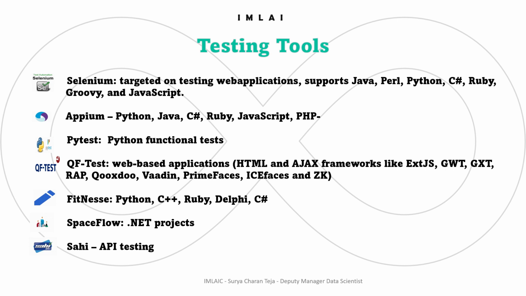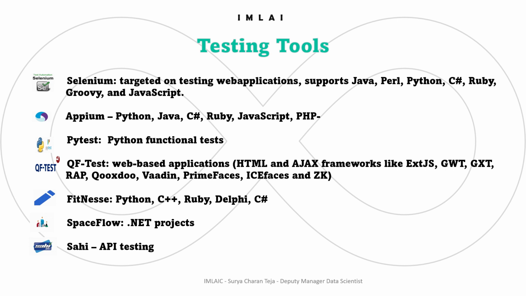Selenium can be used for testing web applications, and it supports Java, Python, Ruby, Groovy, and JavaScript. It supports most of the scripting languages that are available in the market at present. That is the reason I prefer Selenium. Appium is one more tool which is widely used for Python. PyTest is specifically used for ML applications.